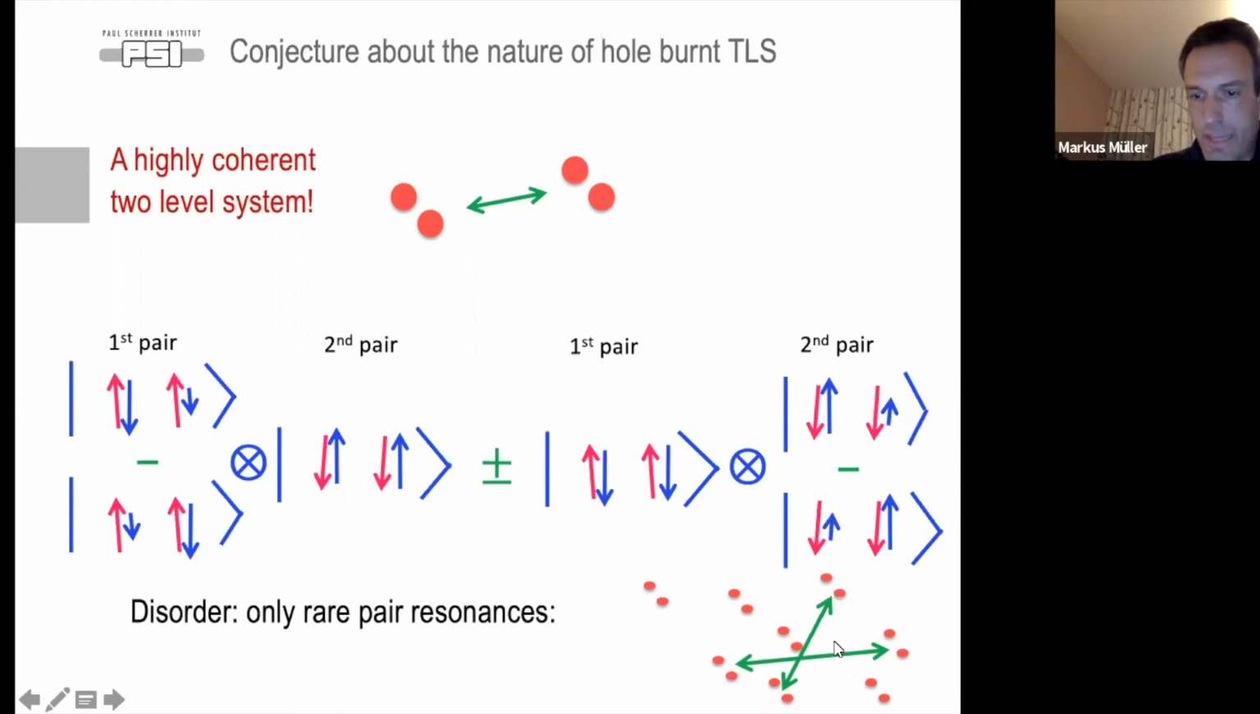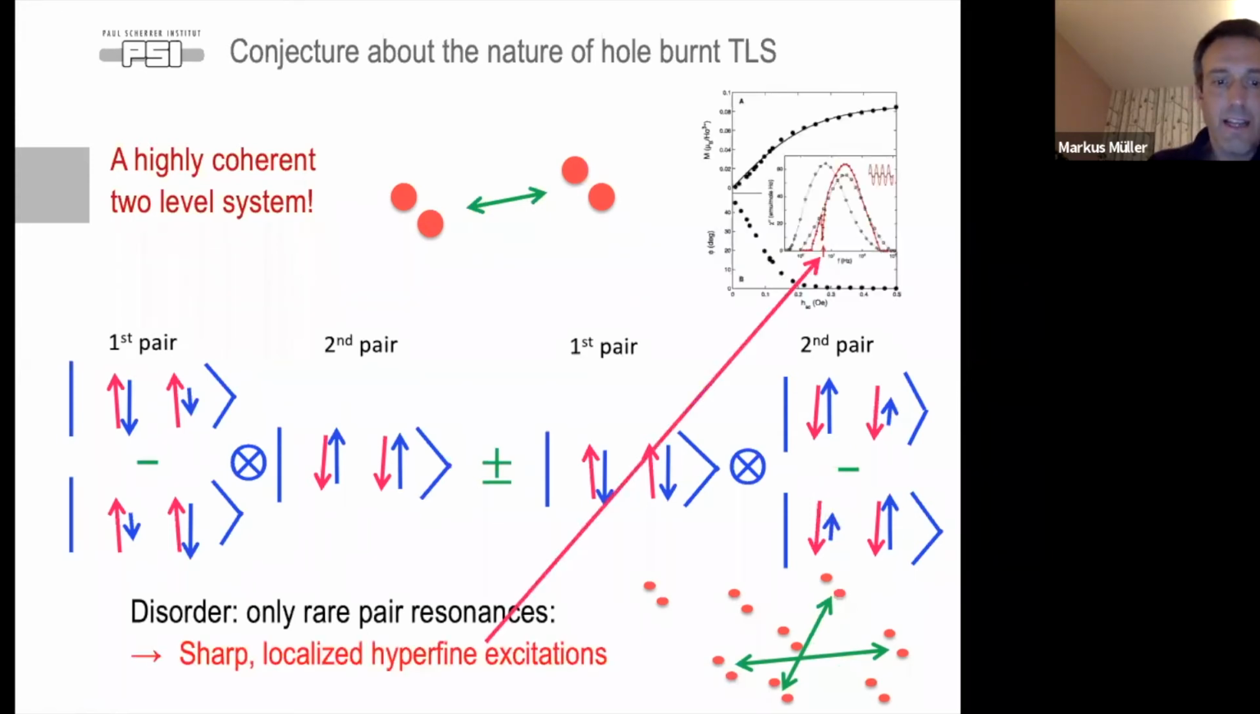And so basically, typically you only have pairs of pairs that are resonant, and then they are isolated in the desert. And so you get localization of these kind of excitations, and you get sharp localized hyperfine excitations that could explain what's going on here. That awaits experimental confirmation, but we are very excited about potential future experiments that would test this idea.